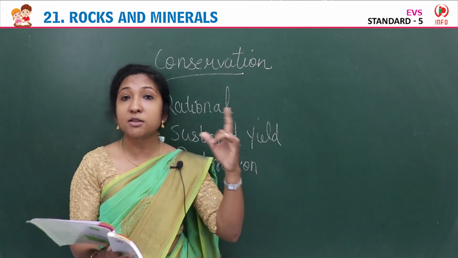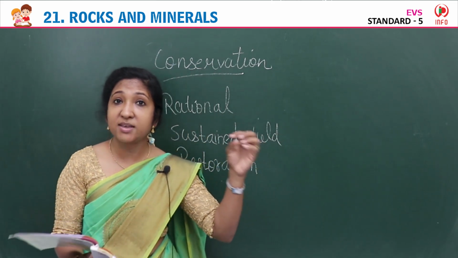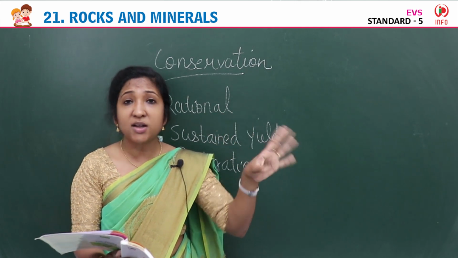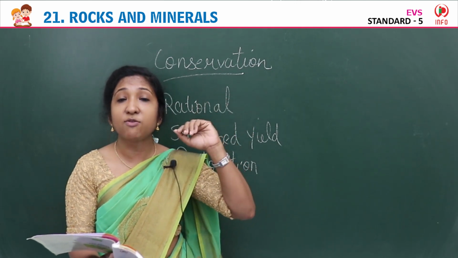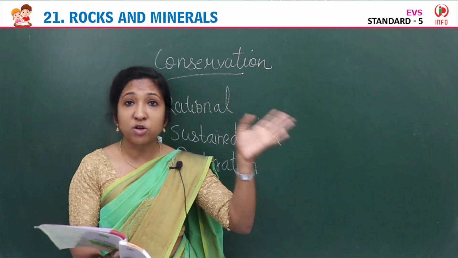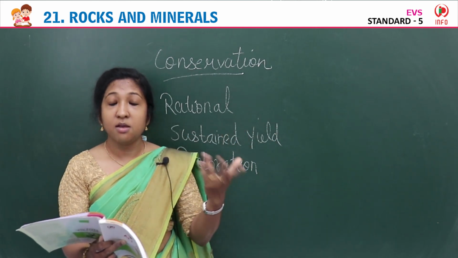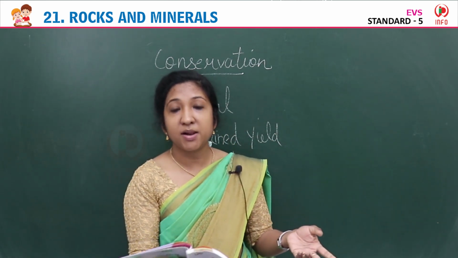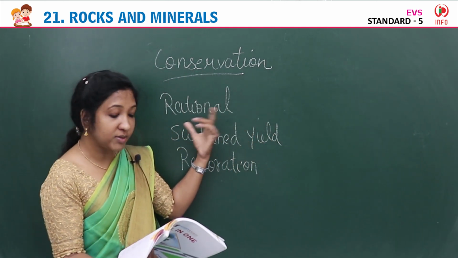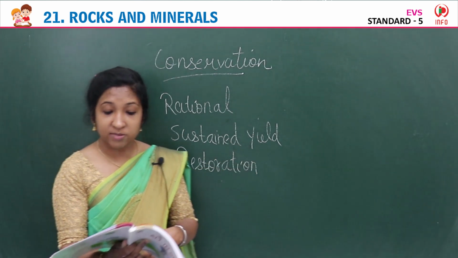Yes, once a species gets extinct, like the animals you already learned about, dinosaurs, woolly mammoth, we cannot see those animals now. They are not here now. Millions of years back they were there. So once the animals or species get extinct, then we cannot do anything. So before that itself, restoration we should do, otherwise it will become impossible. So under conservation we have to do rational use of resources. At the same time we have to sustain the yield and also restoration.